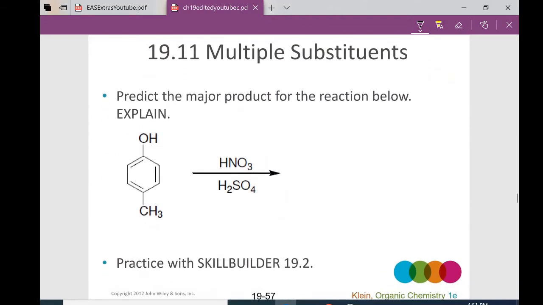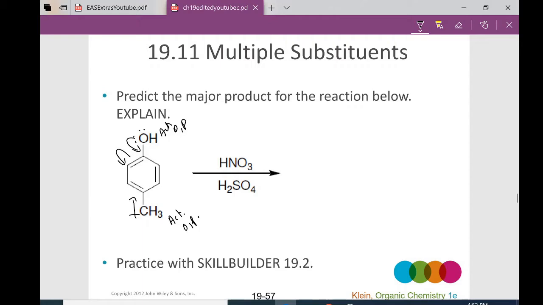So let's consider this reaction. Here we have a hydroxy group and a methyl group. Both of these are activators. Okay, this is an activator that makes it an ortho-para director. This is an activator, also an ortho-para director. Now, this is going to be a strong activator, the OH group, because it has the ability to donate electron density through resonance into the ring. The methyl group is a weak activator. It donates through induction.